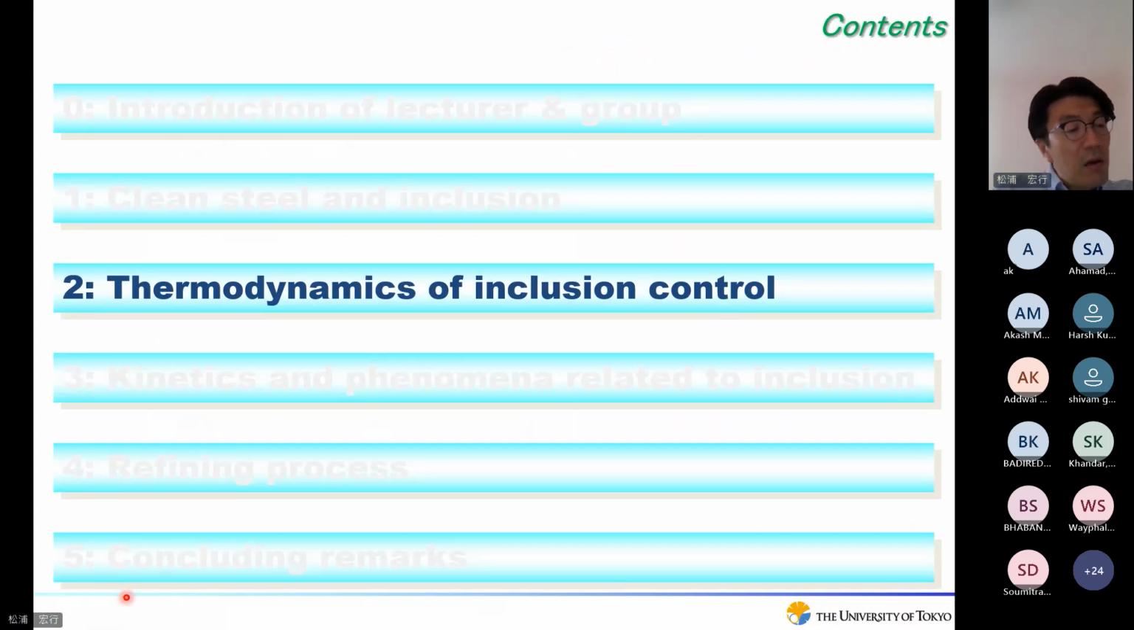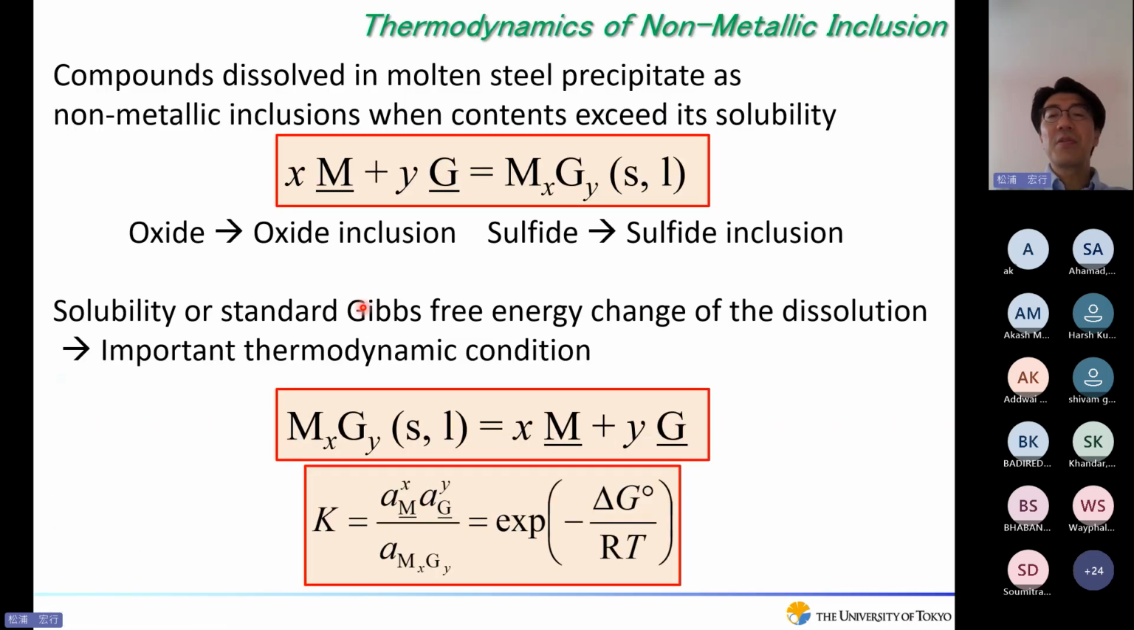Okay, so thirdly, I will shortly talk about the thermodynamics of non-metallic inclusion control. As you know, the compounds dissolved in molten steel precipitate as non-metallic inclusions when the contents exceed their solubility. If the contents are less than the solubility product, it's okay, but when the content exceeds its solubility, this reaction goes to the right side and some compounds are formed. If this is an oxide, it becomes oxide inclusions.